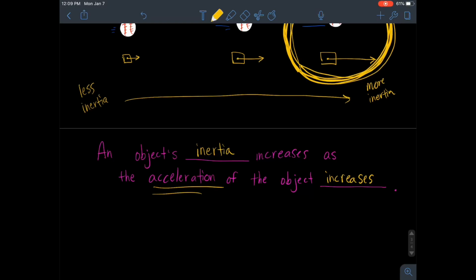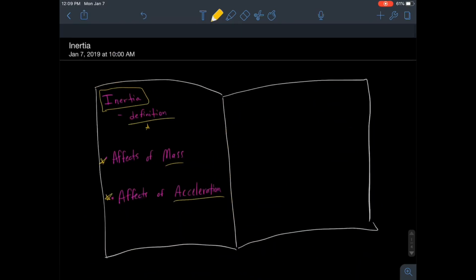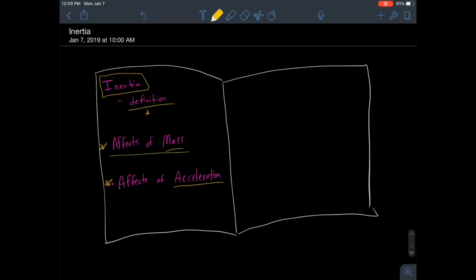So again, don't forget to include the definition for inertia, the effects of mass, and the effects of acceleration. Also include some visuals to help you out in your science notebook.